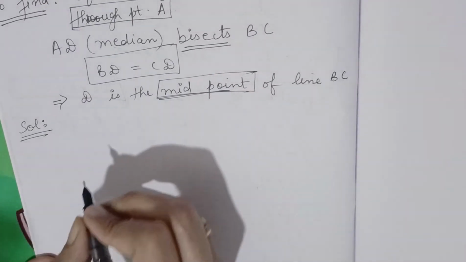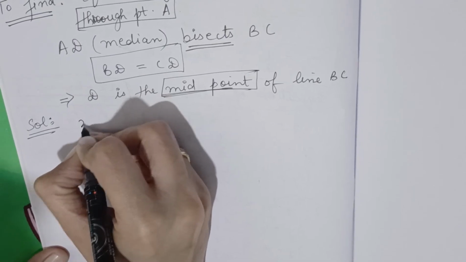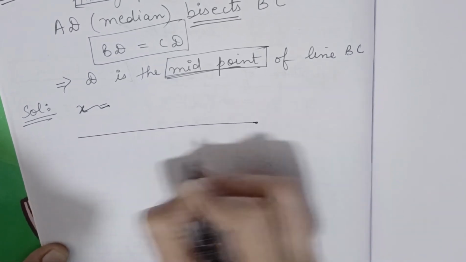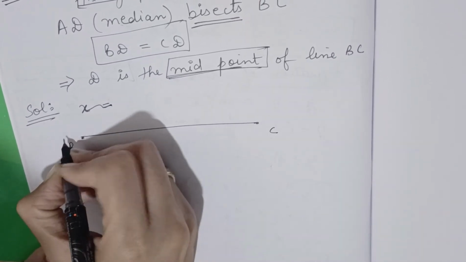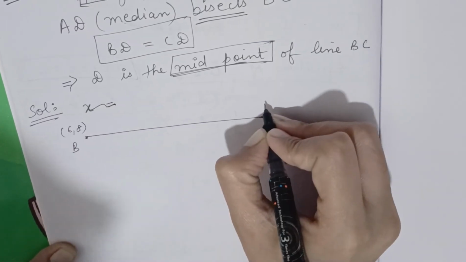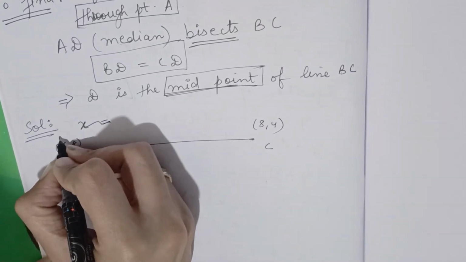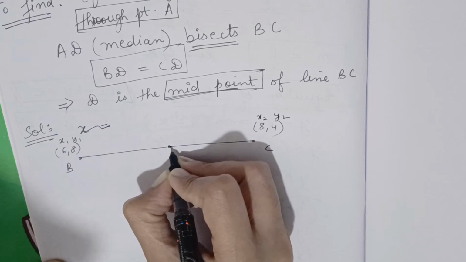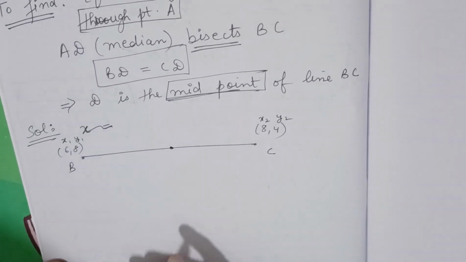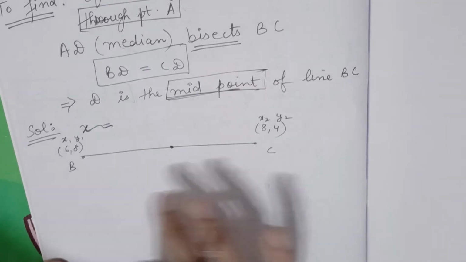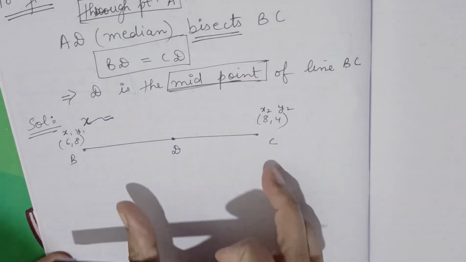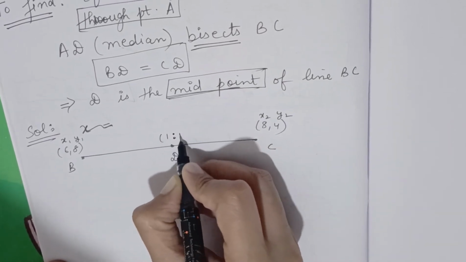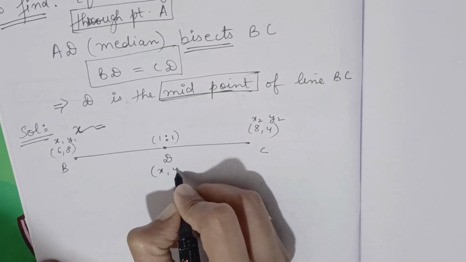So the very first thing we will do is find the coordinates of point D. The midpoint formula gives us, I'll redraw the line so that it becomes clear to you. This line BC I am drawing. B's coordinates are 6, 8 and C's coordinates are 8, 4. I will name the coordinates as x1, y1 and x2, y2. Always do this so that when you are applying the formula, there should not be any mistake. So this is line BC, D is the midpoint. Midpoint means the ratio is 1:1, and here the point xy lies.